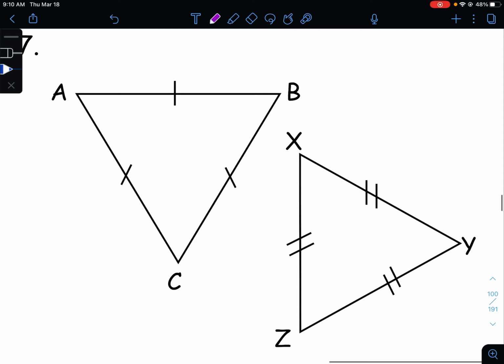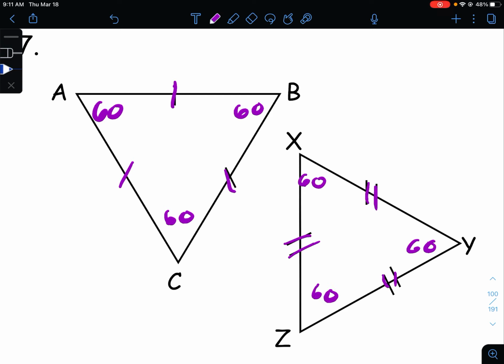All right, this one is very interesting. So you see how in this triangle, it's got all congruent sides? That means that it's an equilateral triangle. In all equilateral triangles, the angles are 60 because all the angles are congruent and it has to be 3 angles. So you would do 180 divided by 3 gives you 60. Same thing here. If we look at this other triangle, it's an equilateral triangle. So these are all 60, 60, 60.